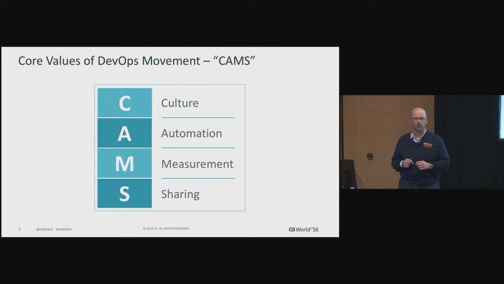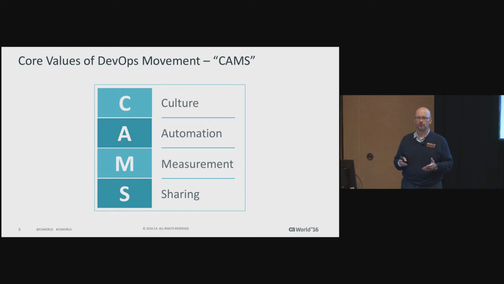Now, in the DevOps movement, we talk a lot about CAMS. And this comes from the fact that the DevOps movement, unlike the Agile movement, doesn't really have a manifesto. Agile kind of codified its views and beliefs. And DevOps's core pillars have sort of evolved more over time to take on this notion of what we call CAMS: culture, automation, measurement, and sharing.